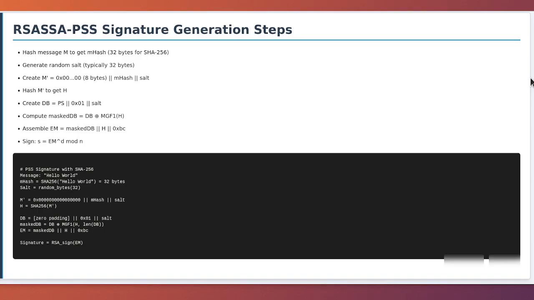Step 3 creates the data block DB. Start with a padding string PS consisting of zero bytes. The length of PS is mlen-slen-hlen-2 bytes, where mlen is the intended length of the encoded message, typically the same as the modulus length minus 1. After PS comes a single 0x01 byte, then the salt. This creates a data block DB of length mlen-hlen-1 bytes.